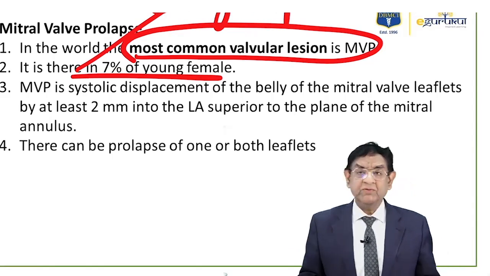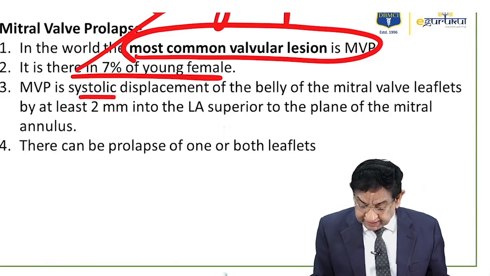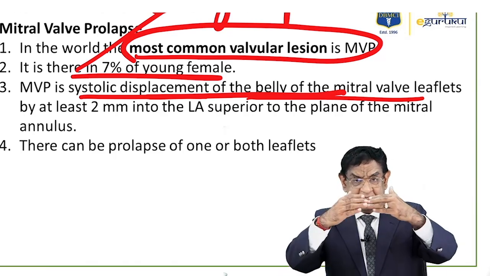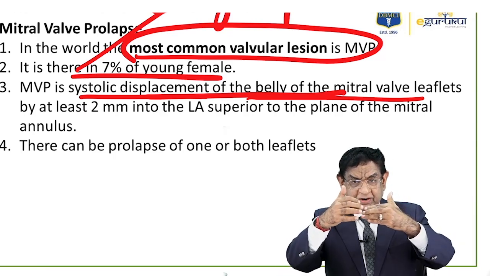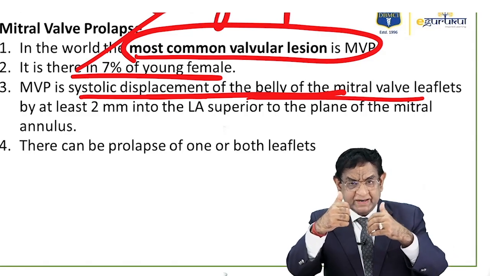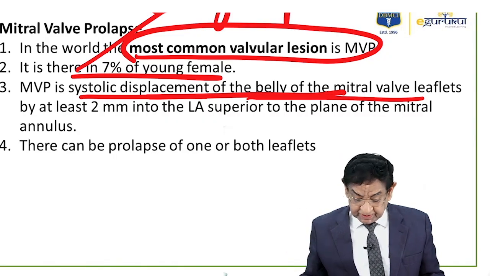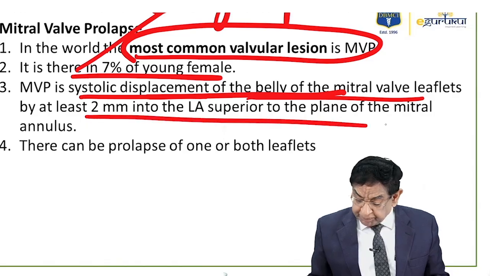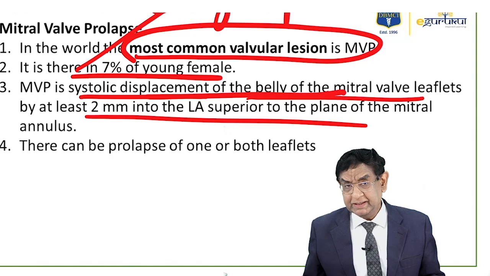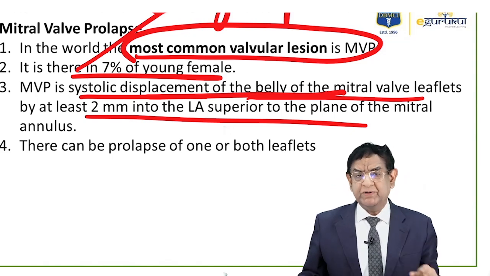So, as I discussed, I will show you a picture. In MVP, there is systolic displacement of the belly of the mitral leaflet. This happens in systole. During systole, the belly of the mitral leaflet gets prolapsed into the left atrium, at least 2 millimeters superior to the plane of the mitral annulus. Point to be noted: it is even going 2 millimeters above the annulus. That's why a gap will be created.